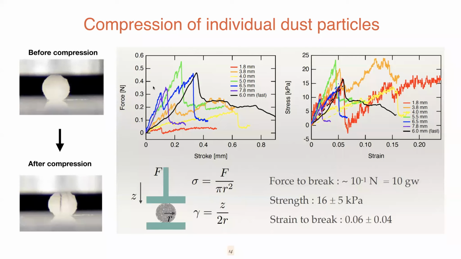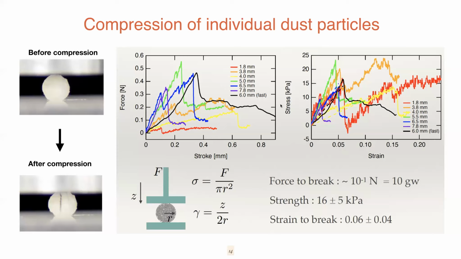So in this plot, this is the force as a function of the stroke, and you can see that the force, the resistance to compression, increases basically linearly until reaching a maximum, at which moment the failure occurs and the force decreases abruptly. So if you divide the force by the cross-sectional area of the particle, you obtain the stress, and if you divide the piston stroke by the diameter of the particle, we have the strain.